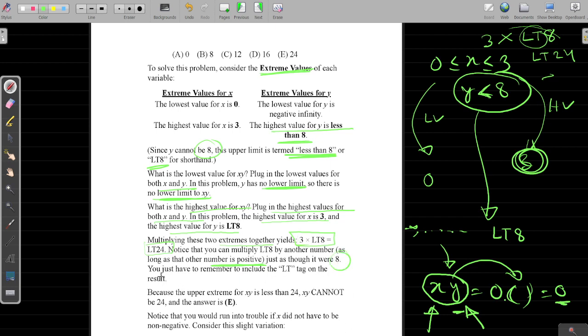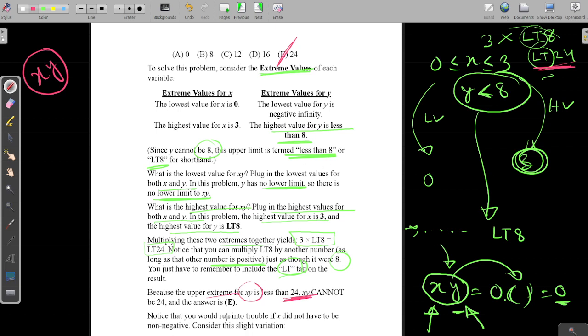You just have to remember to include the less than sign. So I have included less than here, right? Now, because the upper extreme of xy is less than 24, xy cannot be more than 24. So the answer is 24, or 25, 26, anything which is less than 24 will be our answer. So the value of xy will not be 24 as well as not more than 24. That's why our answer will be 24.